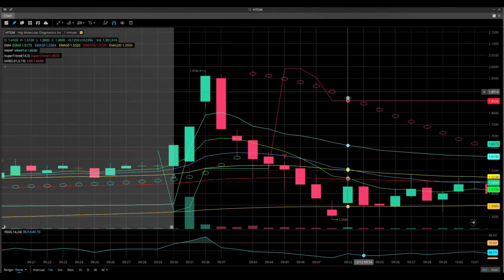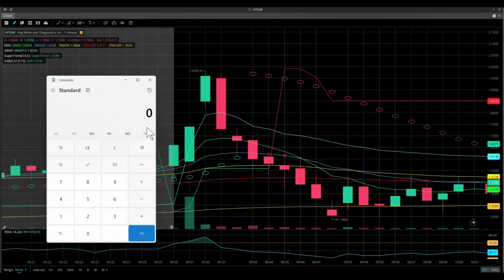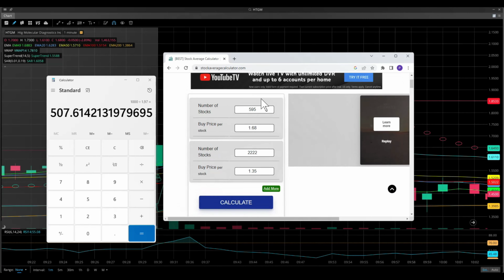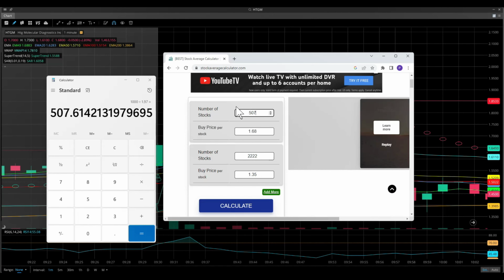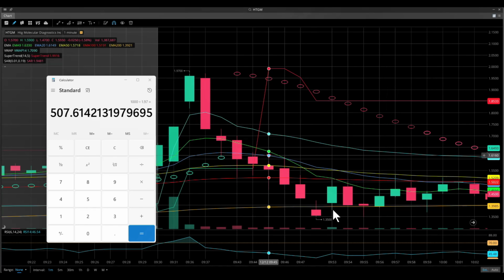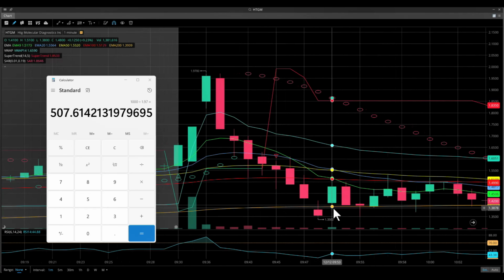From $1.90 here, we're gonna do $1.97. So clear. Let's say we got 1,000 shares at $1.97. That's 507 shares. All right, let me bring this. 507, 1.97. And our average down spot is going to be $1.40.